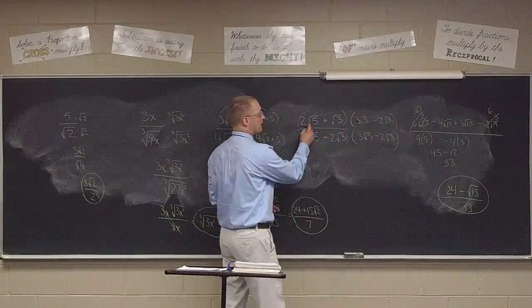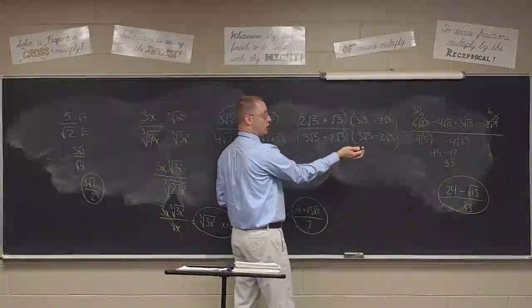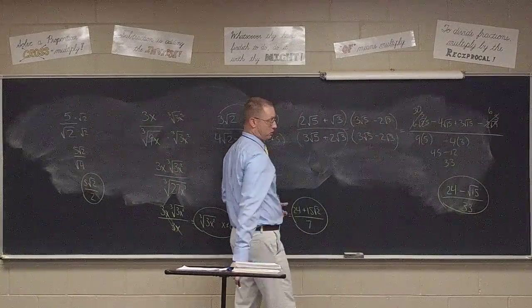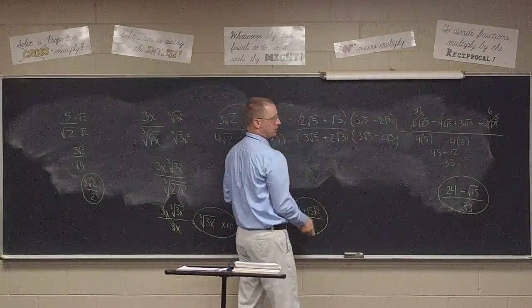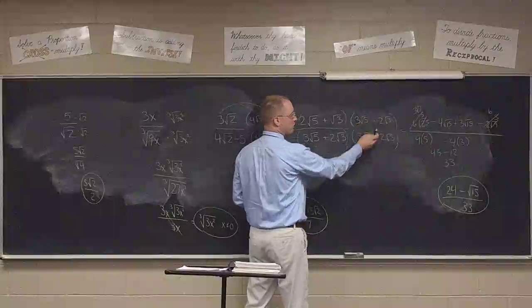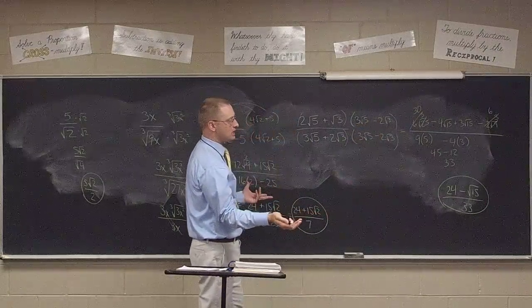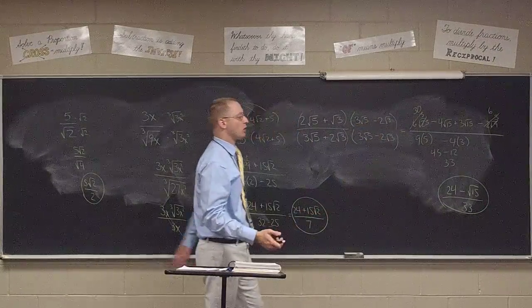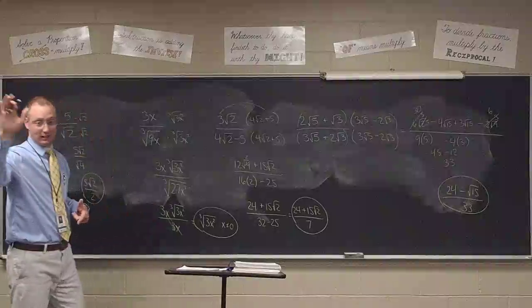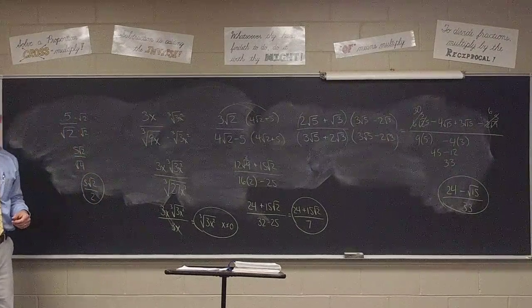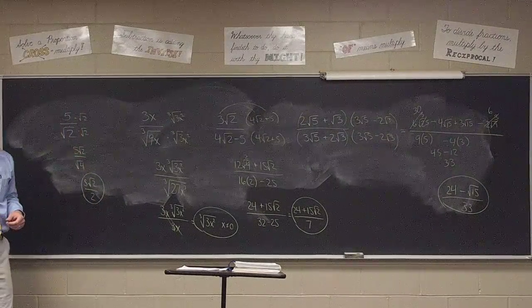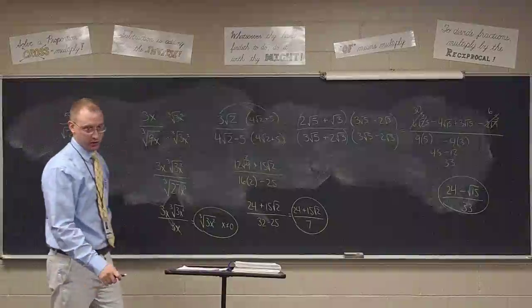And on the top you FOIL. 6 square root of 25 or 6 times 5 or 30. Negative 4 square root of 15. Positive 3 square root of 15. Negative 2 square root of 9 or negative 2 times 3 or negative 6. Combine, you get 24, negative square root of 15 all over 33. How many on the right track at least on that last one, even if you didn't finish? Questions on the last one? Questions on this at all?